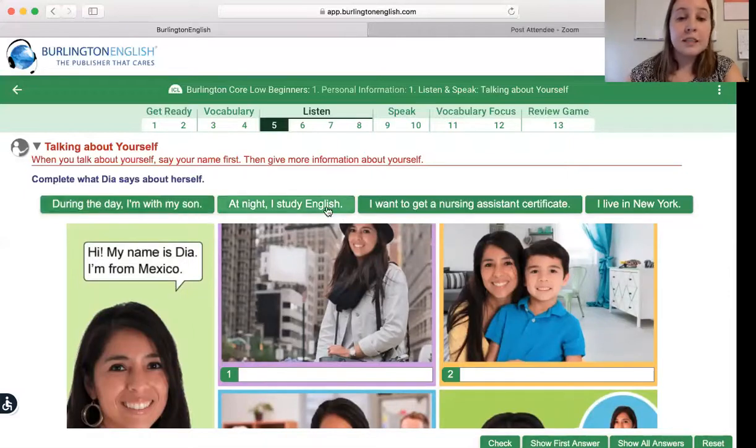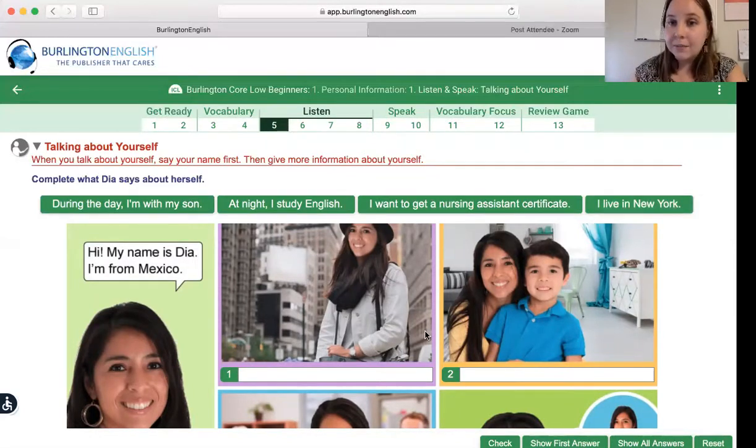And then we see some information up here. This first one says, "During the day, I am with my son." The next one says, "At night, I study English." The next one says, "I want to get a nursing assistant certificate." The last one says, "I live in New York."